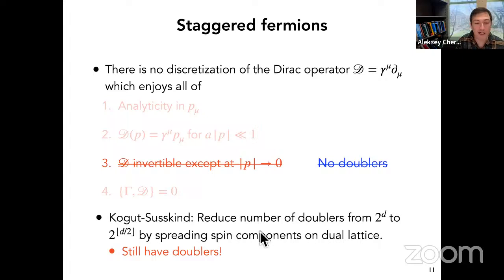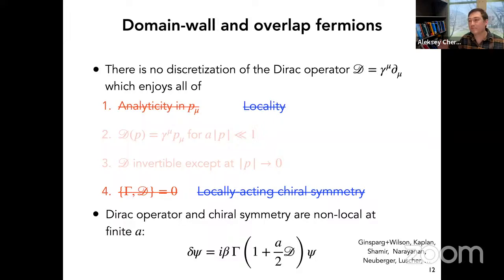And then finally, a particularly elegant approach that I think is quite popular at the conceptual level and less popular at the practical level because it's numerically expensive, is something called overlap fermions, or sometimes called domain wall fermions. They're very closely related to each other. And there you give up on two of these things in a mild way.